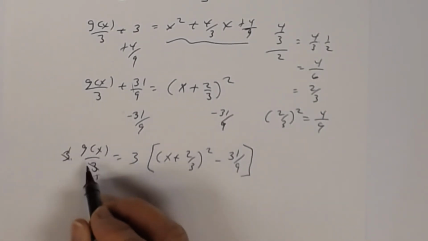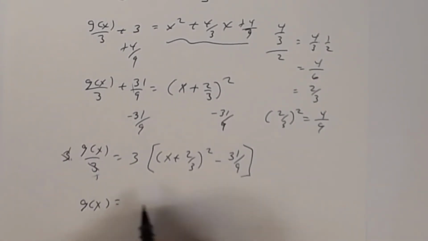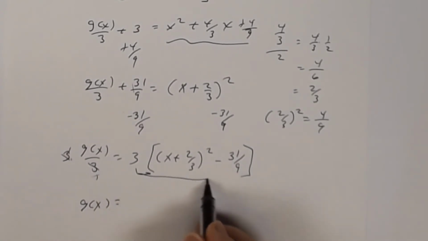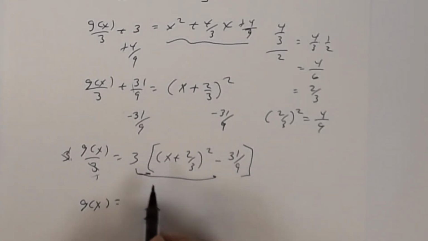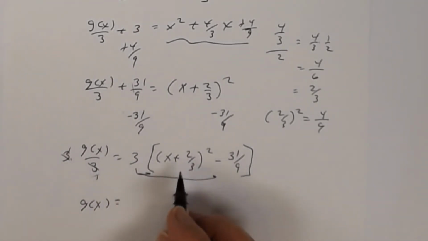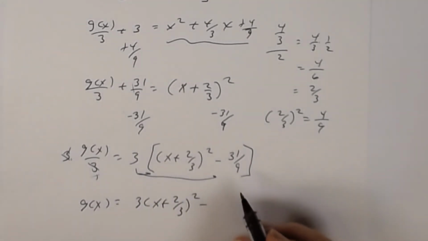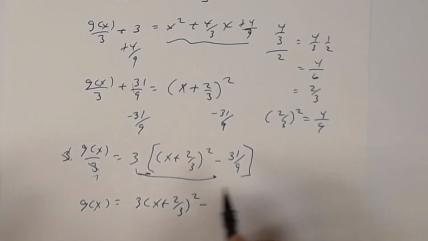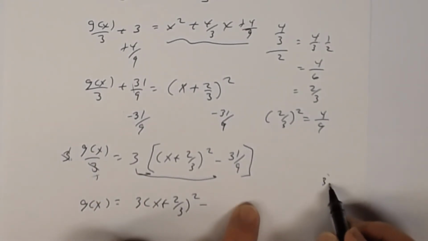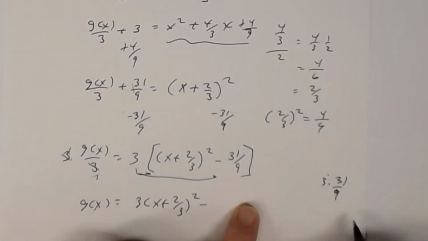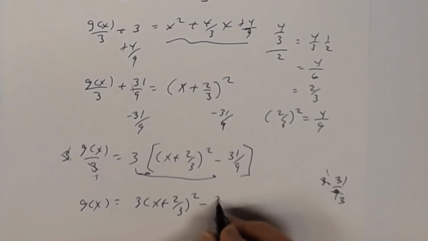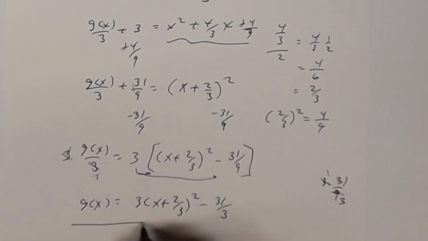So these 3's divide out, so you get g of x equals, remember, you're distributing, you're multiplying both parts by this 3. So you get 3 times this first part minus, and then go off to the side and figure that part out. So 3 times the second part. So 3 times 31/9, right? Reduced, 3 and 3 is 1, 3 into 9 is 3, so you get 31/3. So it'll be minus 31/3. And so there's your answer.